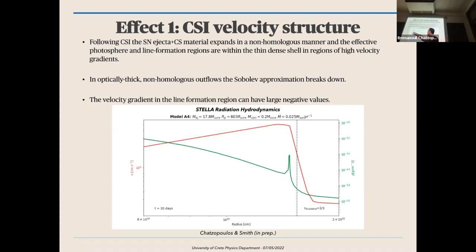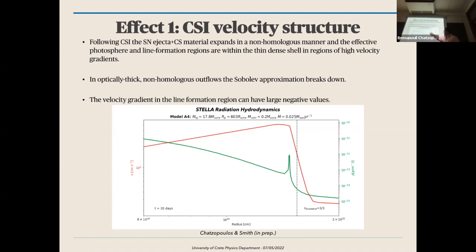And this is the reason why. This is the velocity profile from a radiation hydrodynamic simulation of an interacting supernova. In this case, we have 18 solar masses of ejecta interacting with about 0.2 solar masses of circumstellar material. The progenitor was a red supergiant star of about 600 solar radii, and the implied mass loss rate for the wind was 0.025 solar masses per year. So the red here gives you the distribution of velocity as a function of radius, and the green gives you the distribution of density as a function of radius.